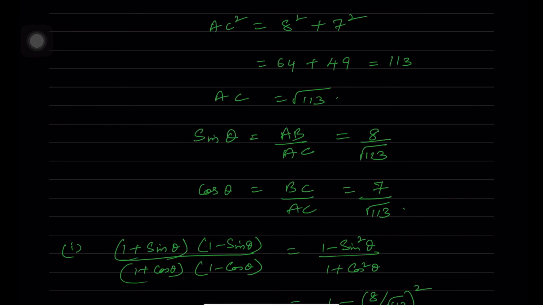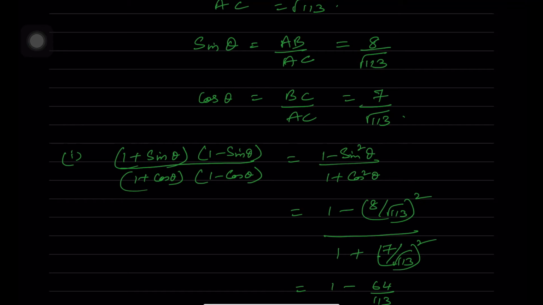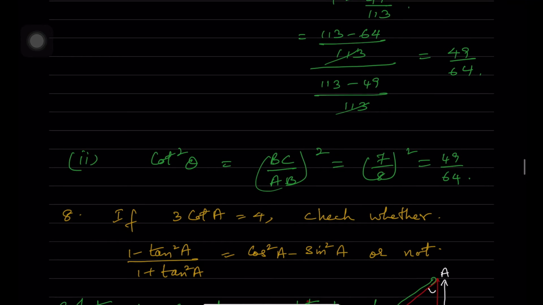So 1 plus sin theta into 1 minus sin theta by 1 plus cos theta into 1 minus cos theta. Here what we are doing is, the above one we can write as 1 minus sin square theta by 1 plus cos square theta. So which is equal to 1 minus 8 by root 113 whole square by 1 plus 7 by root 113 whole square. So you are getting 1 minus 64 by 113 by 1 minus 49 by 113, which is equal to 113 minus 64 by 113. So 113 will get cancelled. We get 49 by 64.